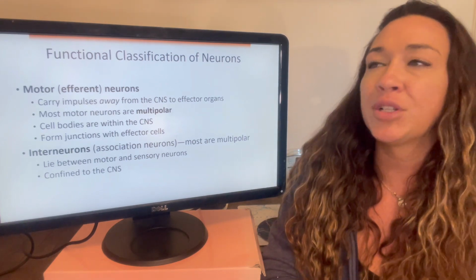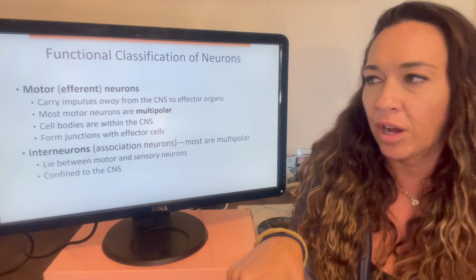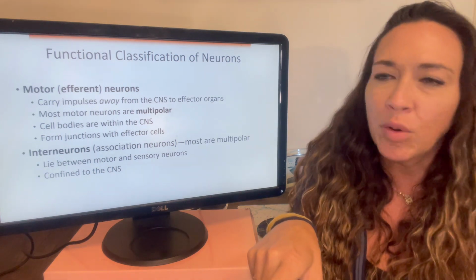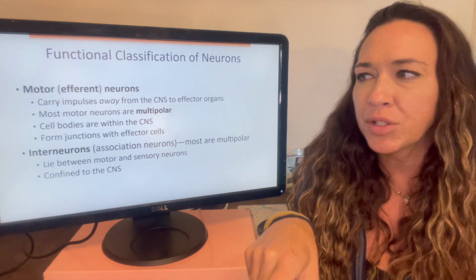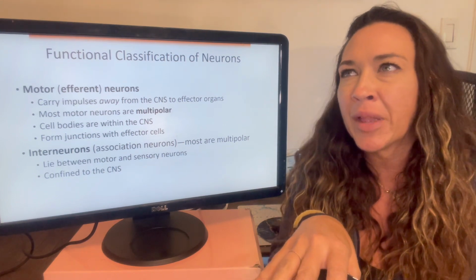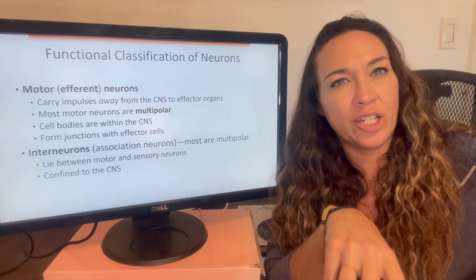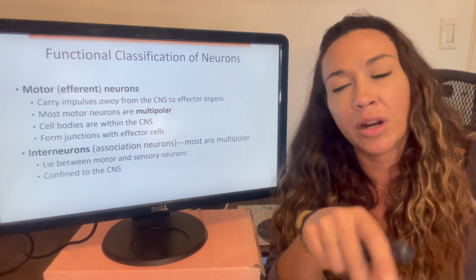Now, we also have what's known as interneurons, which are association neurons. And they are mostly multipolar, but they're also confined specifically to the central nervous system. So these are not really supporting, but they're just kind of in between. They're kind of like a transition between the sensory and the motor neurons.